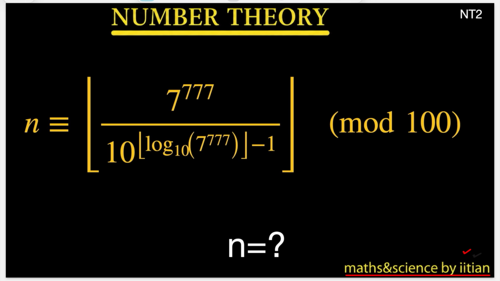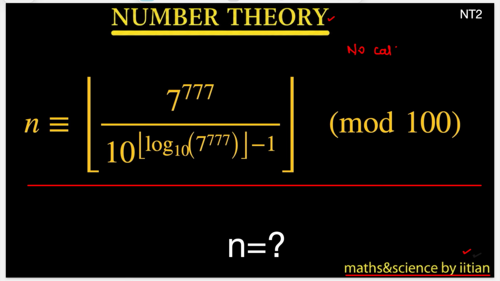In this lecture on number theory, I take up an excellent example to find n, involving multiple concepts of number theory: congruence, last two digits, modulus 100, and also logarithms to the base 10 and converting them to natural logarithm, without using the calculator. No calculator.